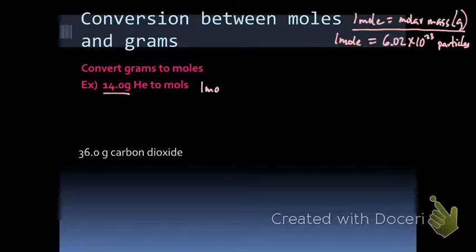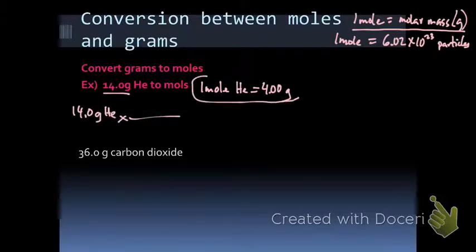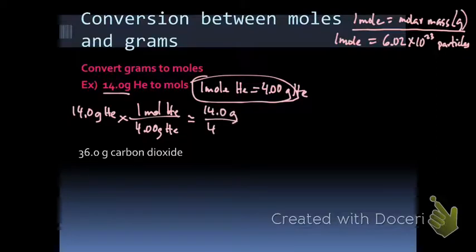1 mole of helium is how many grams? So what's the molar mass of helium? You look at the periodic table. The molar mass of helium is 4.00 grams. Alright, then I start with 14.0 grams, and this is just of helium. And just like we just did, I'm going to use this. So I'm going to put 4.00 grams of helium on the bottom, 1 mole on top. So it'd be 14.0 grams over 4.00. That'll give me 14 divided by 4, which is 3.5.